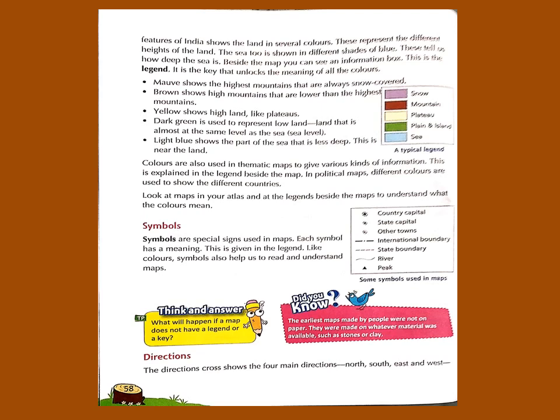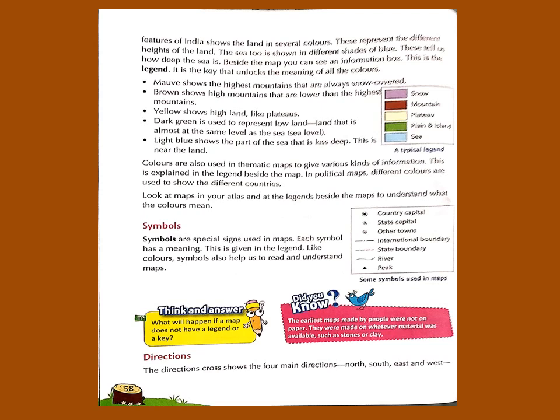Beside the map you can see an information box. Always there is an information box given beside the map. This is called the legend. Underline the word legend. This is called the legend. It is the key. Underline this sentence, everybody. It is the key that unlocks the meaning of all the colors.